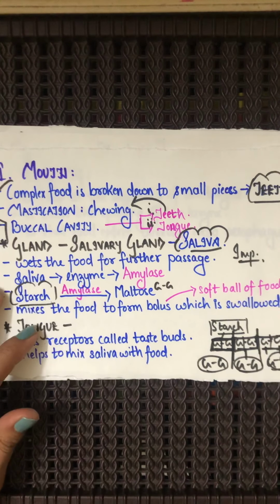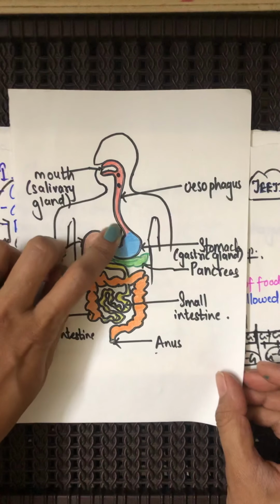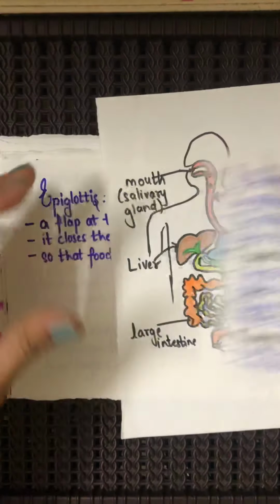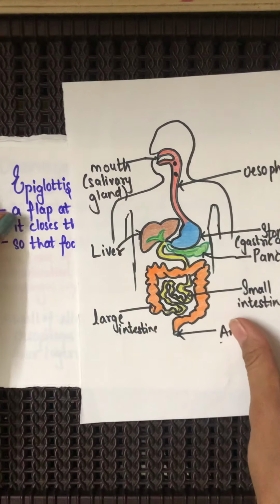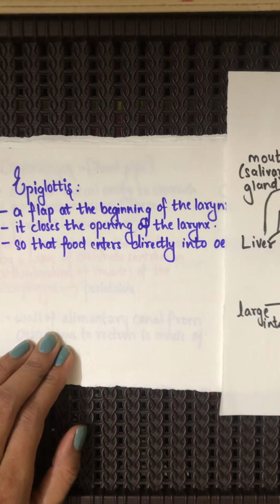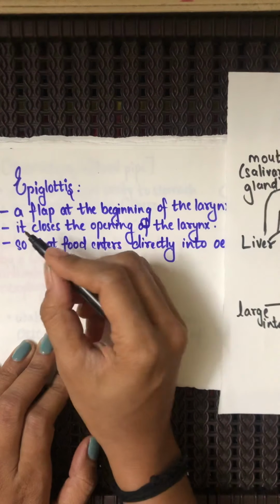Moving on to the next part of the digestive system, that is the esophagus. Do you understand this? Yes. So we shall now talk about the next part, the esophagus. Before talking about the esophagus, we shall talk about the epiglottis.